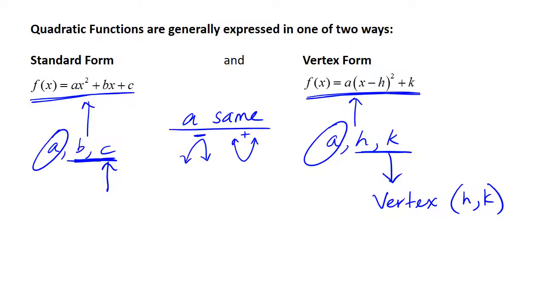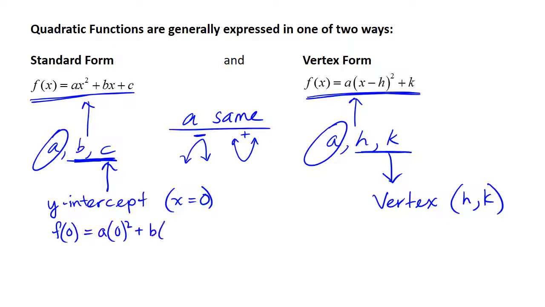Remember, x and y intercepts are going to be found by setting one or the other variable equal to 0. What I want to do is investigate the y-intercept. Remember, y-intercepts occur when x is 0. So let's plug 0 into this function. f of 0 equals a times 0 squared plus b times 0 plus c. 0 squared times a is going to make this term go to 0 and therefore go away. 0 times b is going to make that go away.